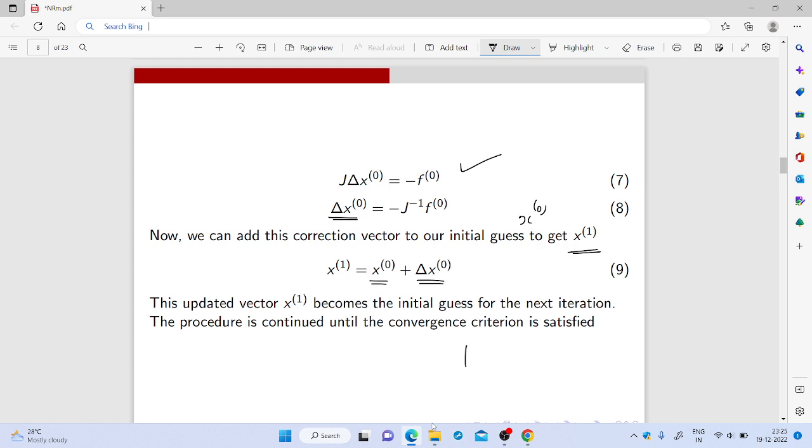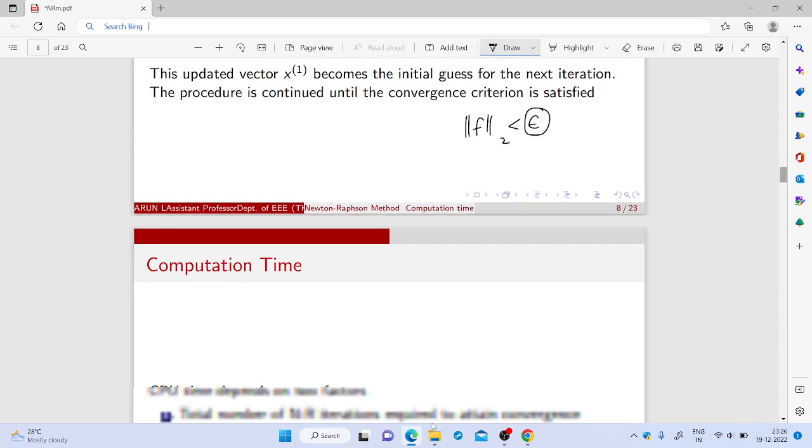We have to check the 2 norm of the function, whether it is less than a tolerance band. If it is less than a very small value epsilon, then we can stop the iterations. Otherwise, we have to go for the next iteration.